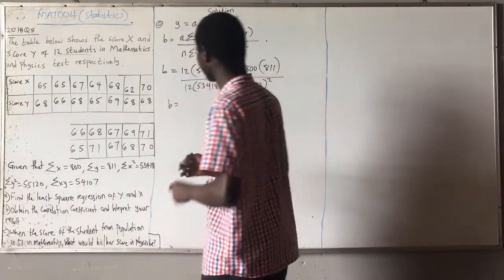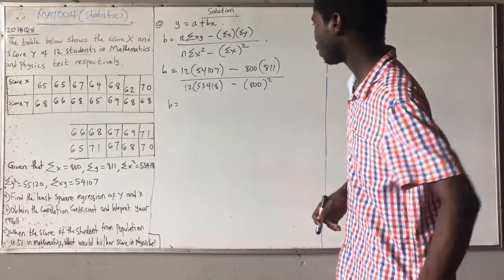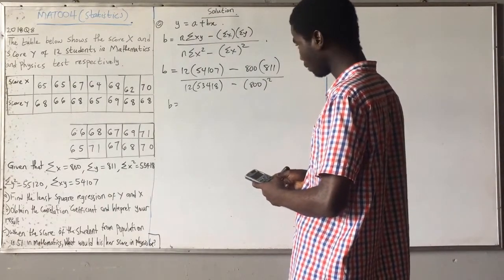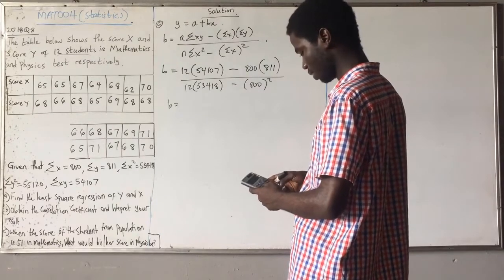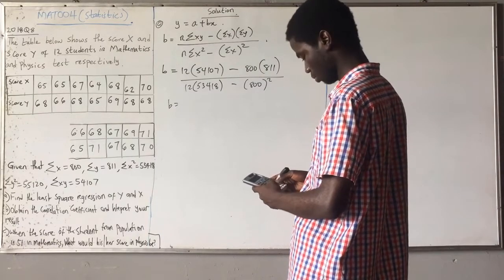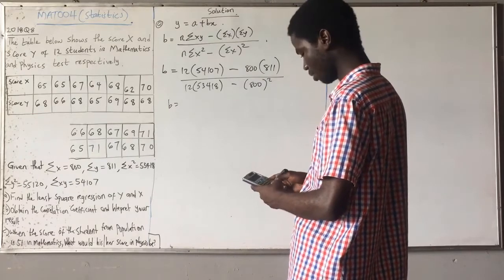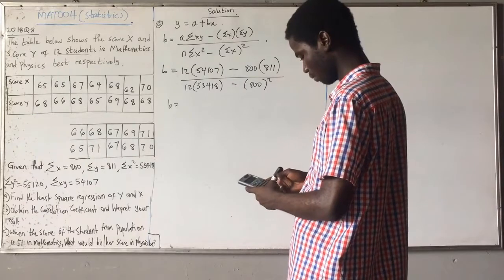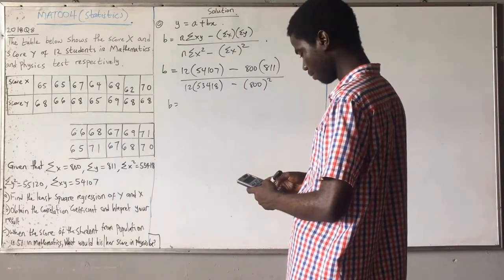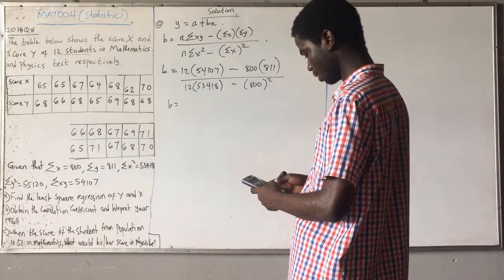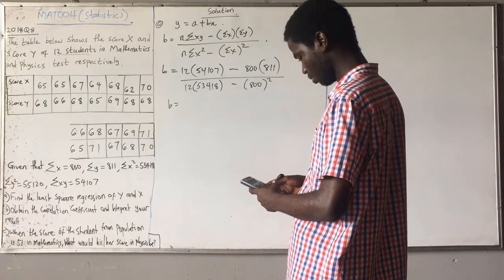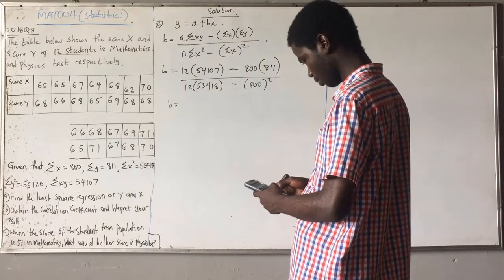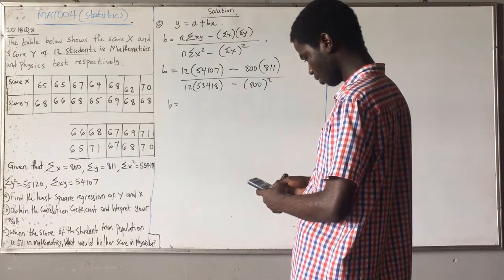So B will be equal to, then you will use a calculator for this one. You are going to need a calculator well. B is 12 times 54107 minus 800 times 811, all over 12 times 53418 minus 800 squared.